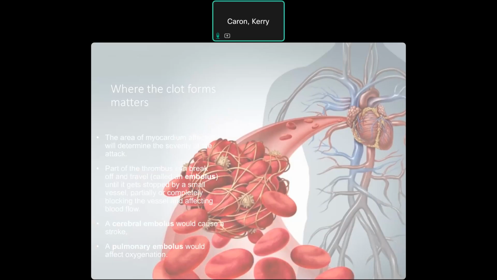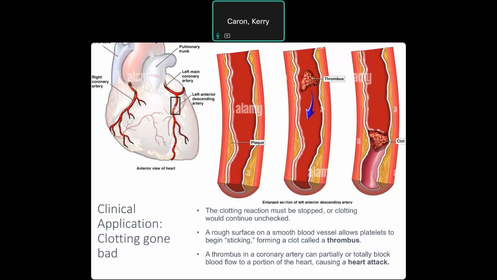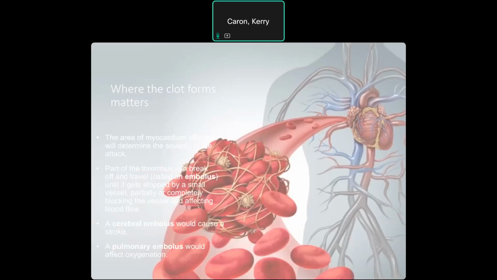Sorry, this one's hard to see. Where the clot forms matters. We want a clot at a wound. We don't want to bleed out. However, we don't want the myocardium, the heart muscle, to be clotted off. If that thrombus, which you saw in the previous picture, breaks off and travels, so a moving thrombus is called an embolus. It can get stuck, lodged, wedged in a smaller vessel, blocking the blood flow.